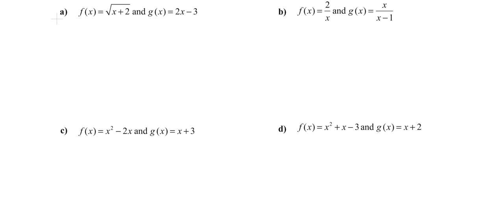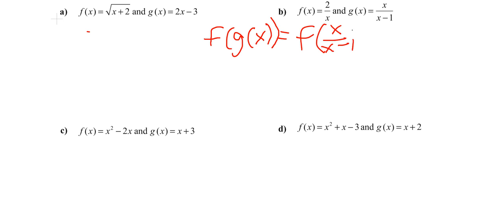Okay, so I'm doing letter B, and I have to find f of g of x and g of f of x, and then state the domain of each. So first I'm going to do f of g of x. g of x is just what it says here, x over x minus 1. And for f of g of x, I'll plug in the x over x minus 1, and that is 2 over x over x minus 1.